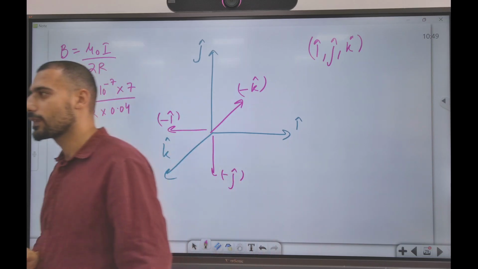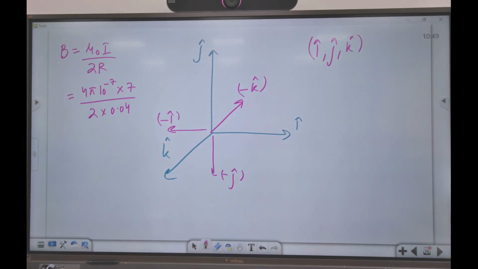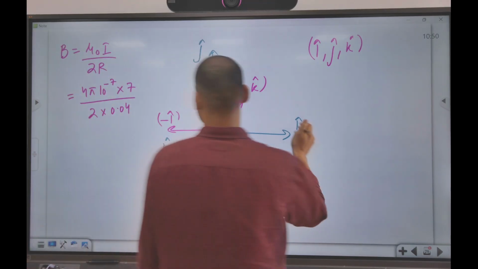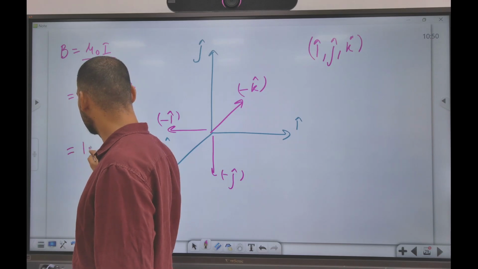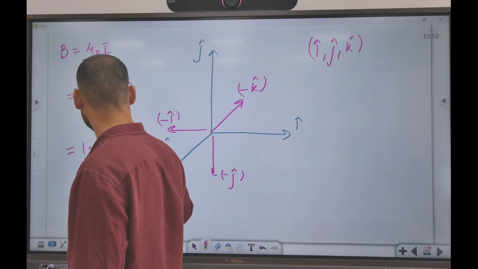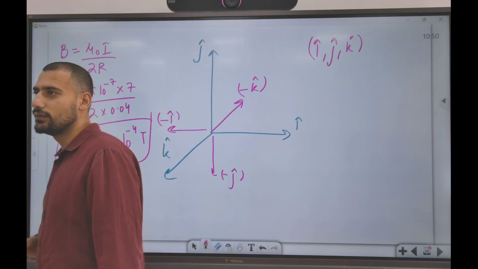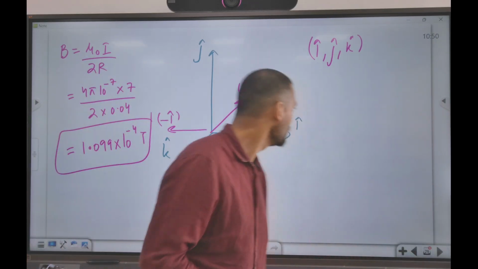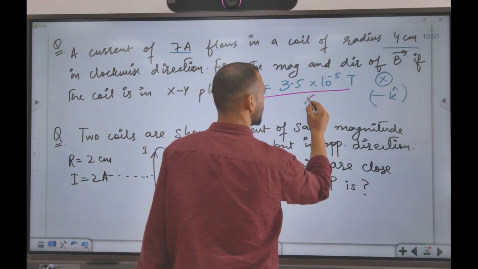Stop. 4 pi 10 to the power negative 7 times 7 upon 2. This pi, delete this pi. There is no pi in the denominator. Aisha, what did you do? I got 1.0. Yeah, 1.0. Yeah, see, 1.09. Good, Fatima Talal. So it is 1.099 times 10 to the power negative 4 Tesla. Oh my God. See what value did you tell me? This is not the value. Incorrect.